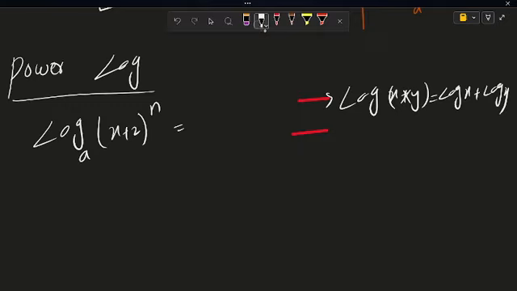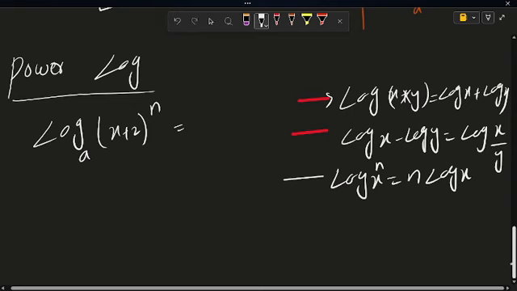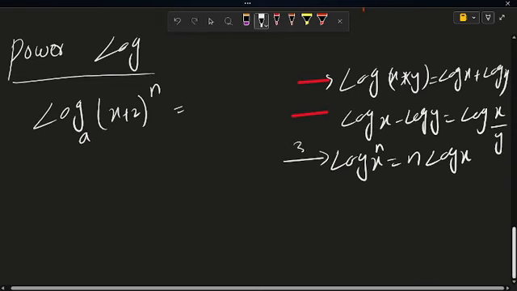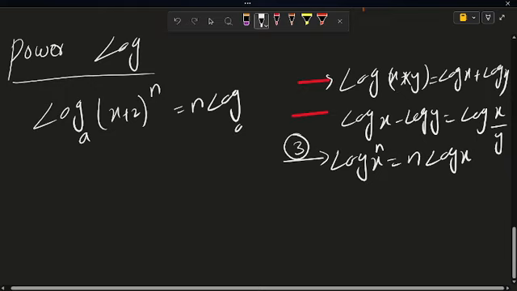The second property is log of x minus log of y could be written as log of x divided by y. And the third property is log of x raised to the power n could be written as n times log of x. These are the three properties of log that you have to work with. So this is the power rule of logarithm. You will take advantage of the third property that I told you over here, this one. So this is log of a times (x plus 2) whole to the power n. n would be shifted over here at the start, and log of a times (x plus 2) would remain as it is.